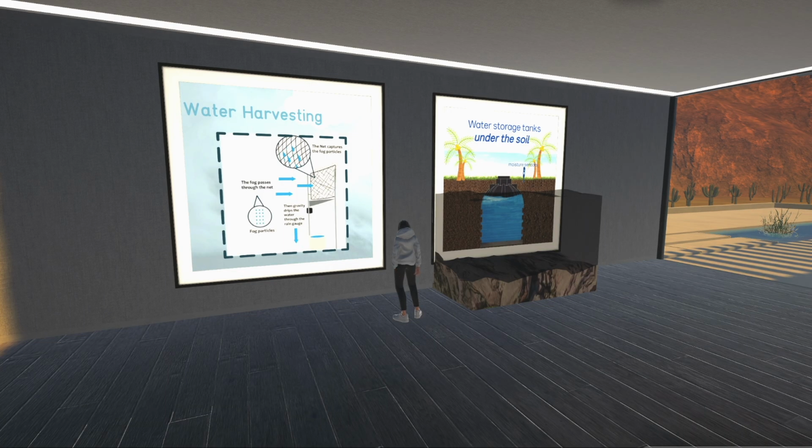The harvested water is stored safely in underground tanks where it stays cool and protected from evaporation. This helps to maintain the soil moisture and ensure a steady water supply for plants even during the driest periods.